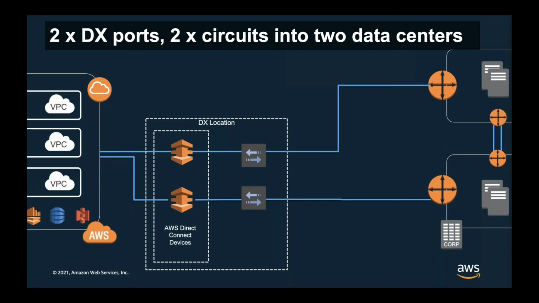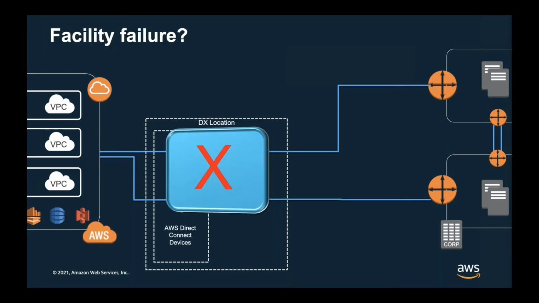The problem here is that even though I've got two physical routers on the right-hand side connecting through to a DX provider, I still have a single point of failure. Even though I'm spanned across two data centers, I'm going through a single Direct Connect provider. If that provider experiences a failure, then my two connections are rendered down. So I don't have true fault tolerance with this type of pattern within a network topology, and this presents an anti-pattern for a lot of customers.